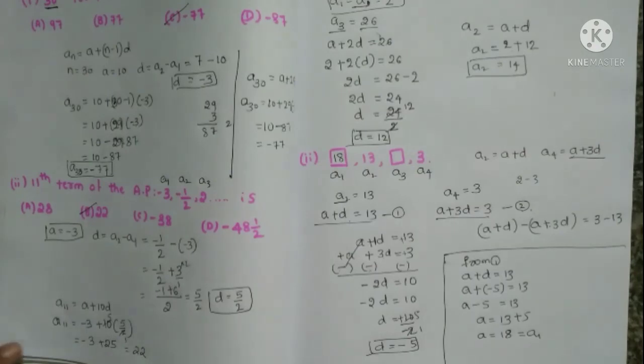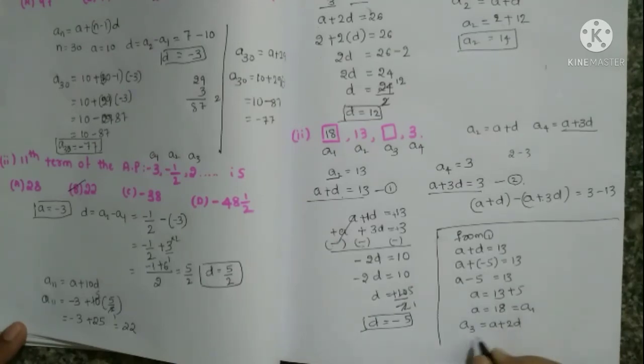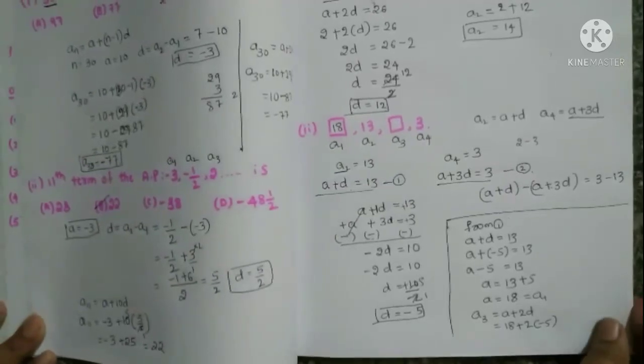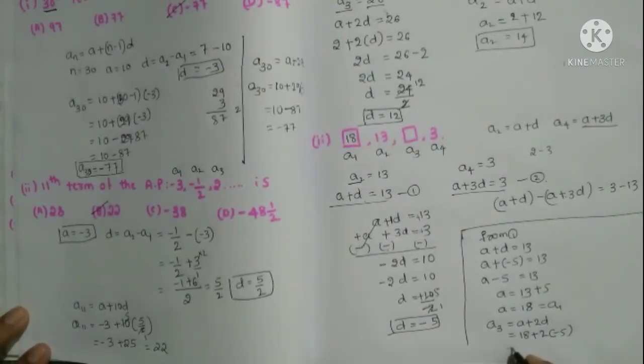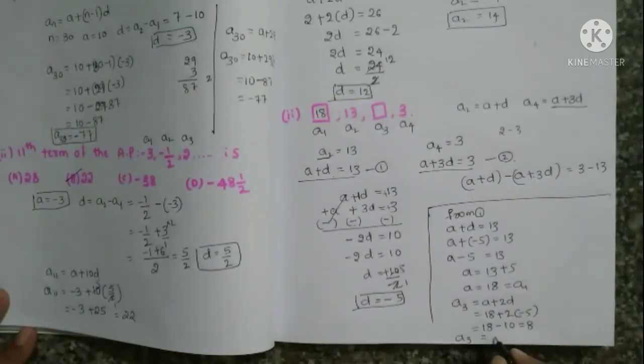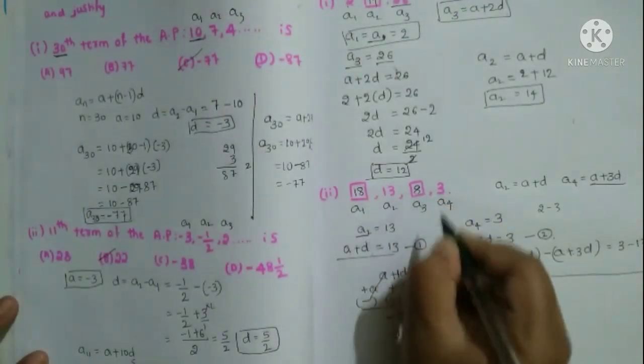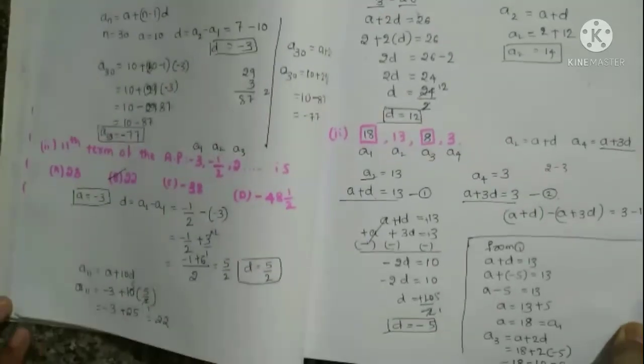A3, how we are going to find it now? If you know a and d, any term you can find. I already told you, A3 formula is what? A3 equal to a plus 2d. So a is 18, we got it, plus 2 into d value, which is minus 5. 18 plus into minus is minus, 5 twos are 10. So you'll get 8. So A3 is 8, we got it. So which are the missing terms here? 18 and 8. Like this you have to find the missing terms.